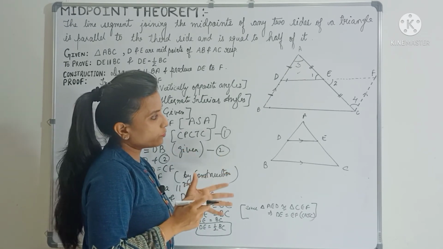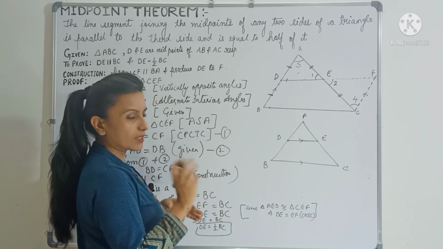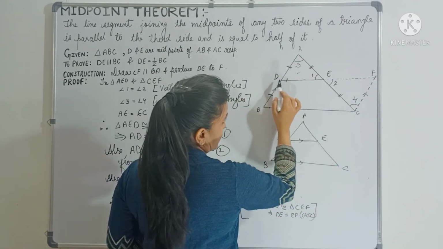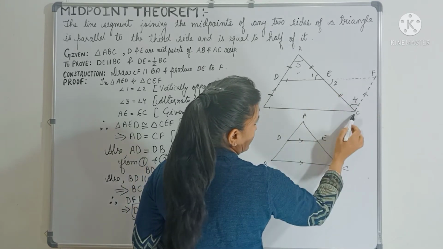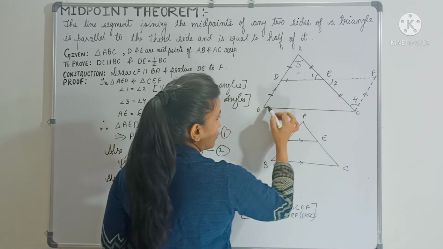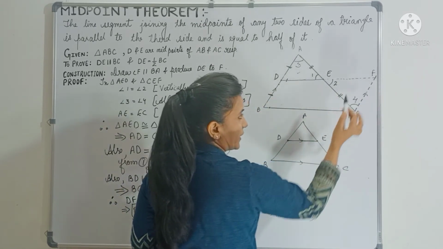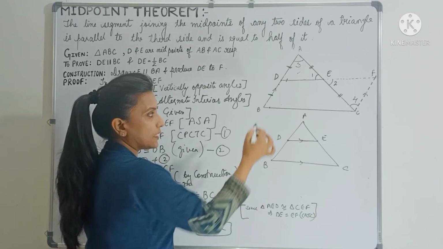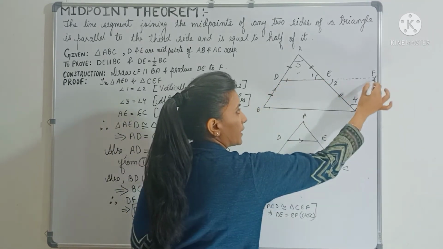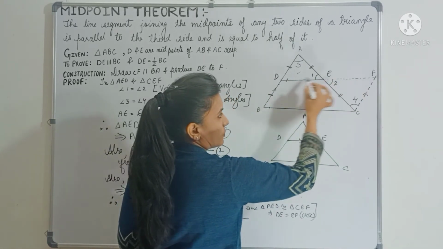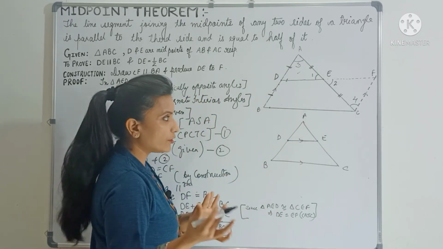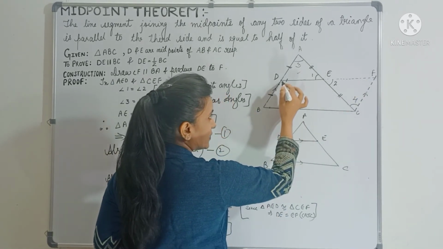Now how did we prove it? We did a construction. We drew CF parallel to BA and we produced DE to F, and then we got this quadrilateral, right? And in this quadrilateral, BD was parallel to CF. So we showed that BD is equal to CF also. So we showed that this is a parallelogram, and then DE became parallel to BC, right? So how did we show that CF is equal to BD?